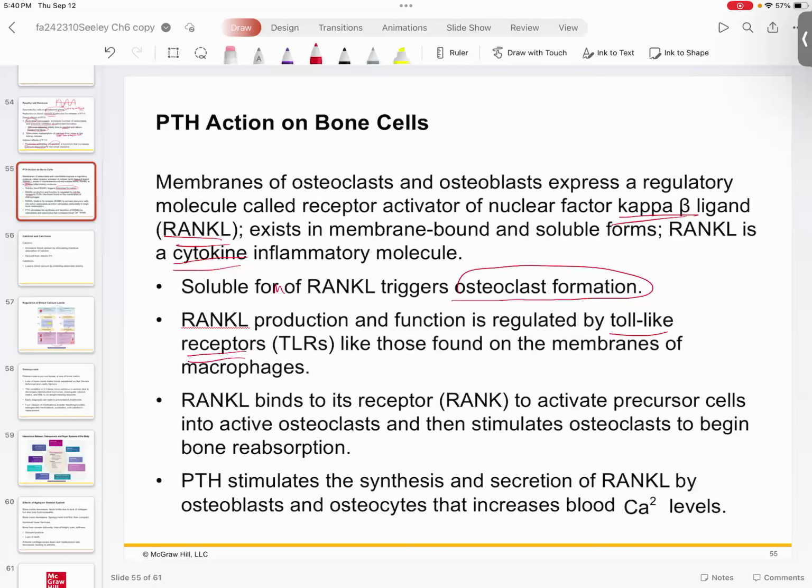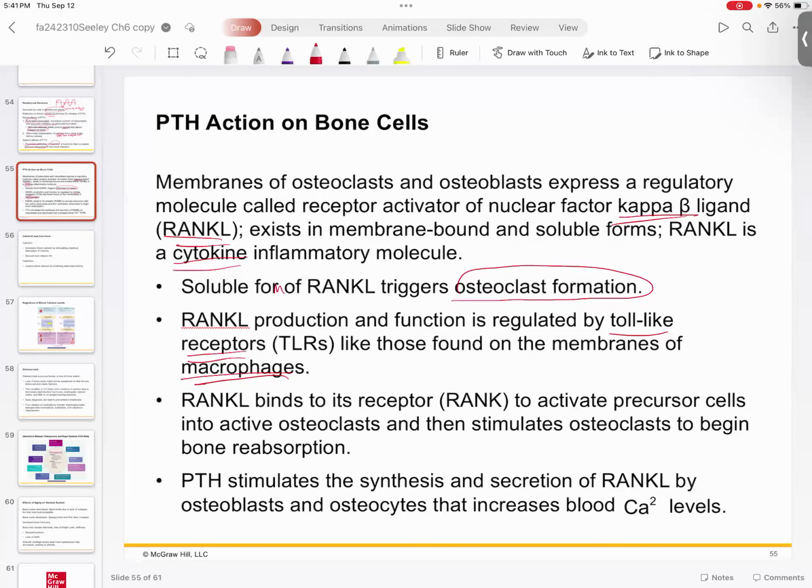Now there's a bunch of receptors. It's part of cell signaling, how cells communicate and talk to each other on the surface of cells. There are different families of receptors out there, and Toll-like receptors are one family. These tend to be similar to those receptors that we see in macrophages as they're going through their immune response in your immune system. So that's one of the things: it's regulated by this Toll-like receptor.